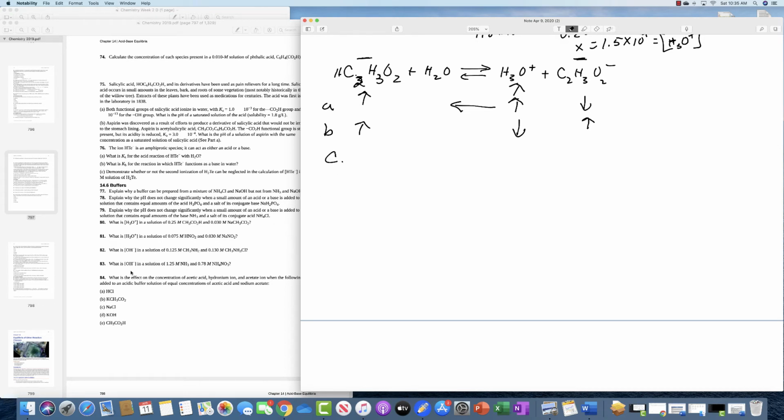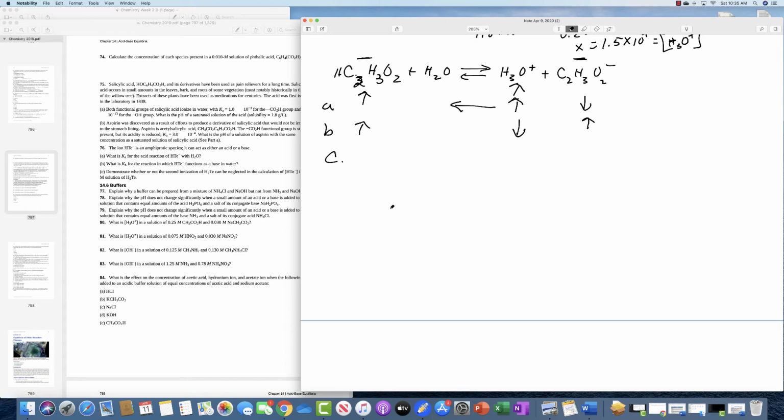If you do C, you're adding sodium chloride. Now, the reason they're mentioning it is because it's sodium acetate. But in this situation, the addition of sodium chloride has no effect.